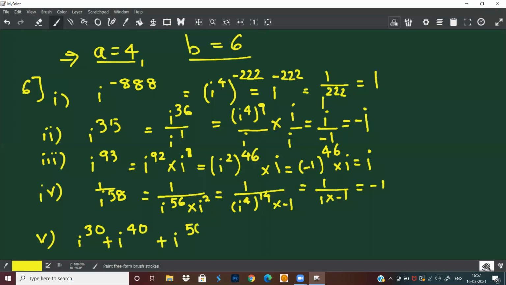Typo error, no problem. I raised to 30 plus I raised to 40. Yeah, this chapter is in 11, but you will need that in the engineering also. And JEE में भी लगेगा ये.